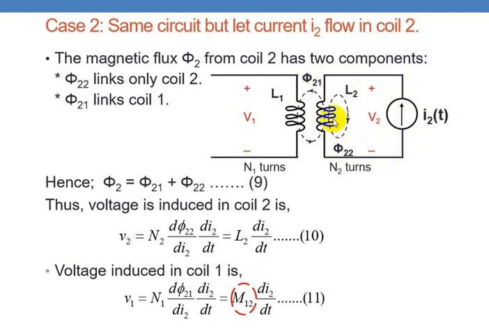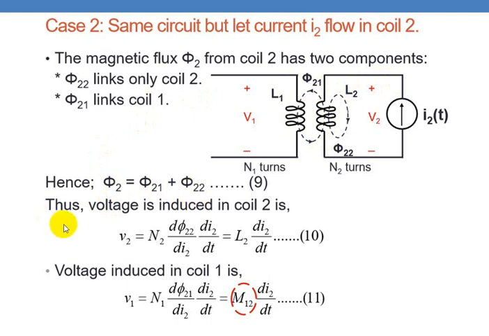So phi 2 has two components, phi 22 and phi 21. Phi 22 is nothing but the flux that is linking with this coil only, and phi 21 is the flux that is linking this neighboring coil, and this is also produced by the current I2, and hence phi 2 can be written as phi 21 plus phi 22.